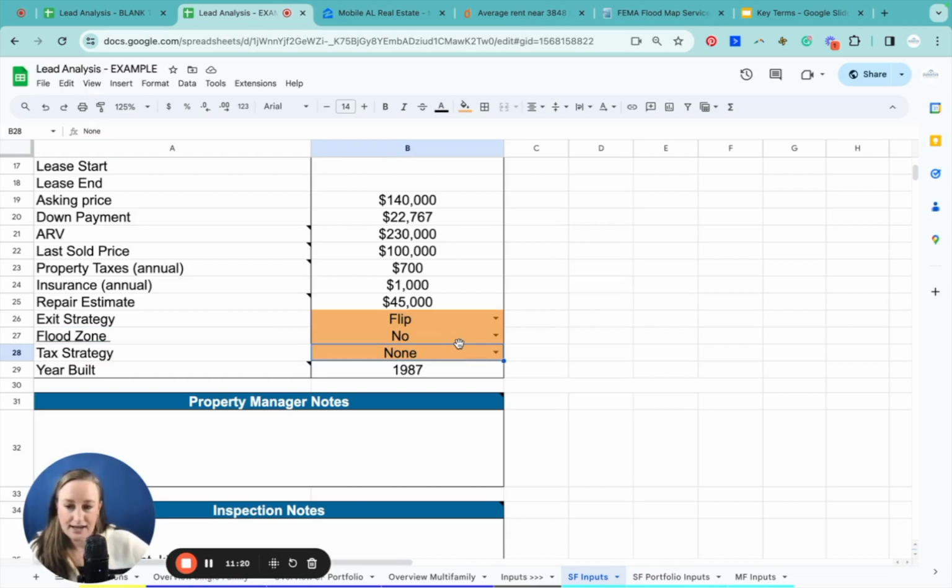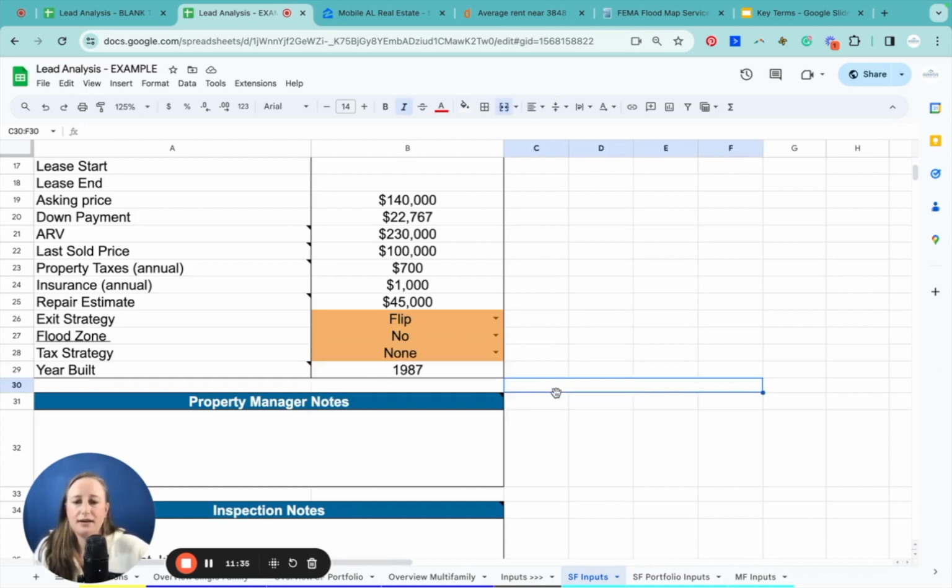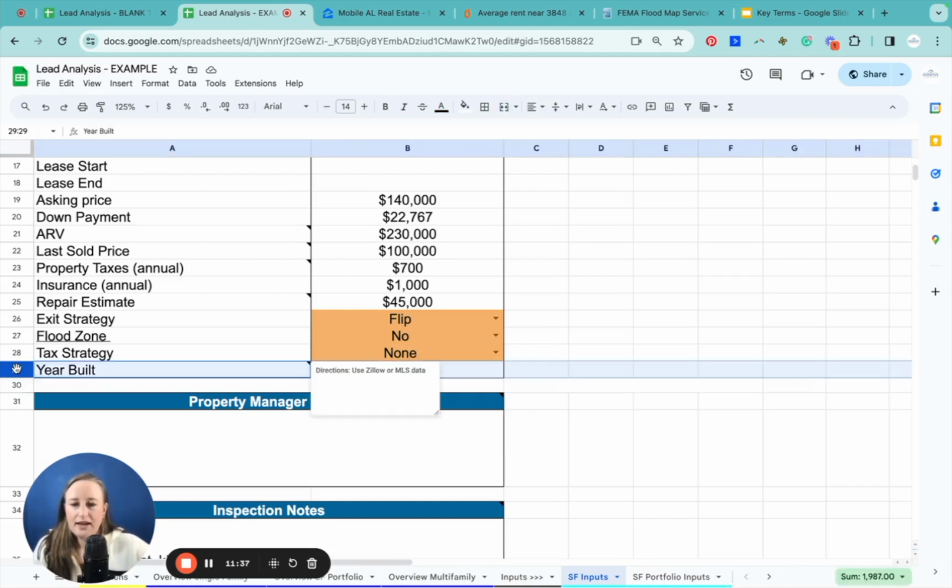Then our next area is whether we're using a certain tax strategy, like a 1031 exchange or an opportunity zone, or we're going to use cost segregation for the property. If we have a tax strategy going into it, we can annotate that here. If you don't know what those are, you could consider taking our course, The First Steps to Investing in Real Estate. We go over all different tax strategies as well as a bunch of other stuff. But if not, really don't worry about it.